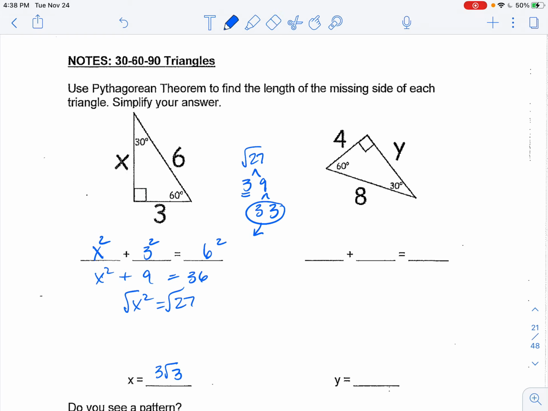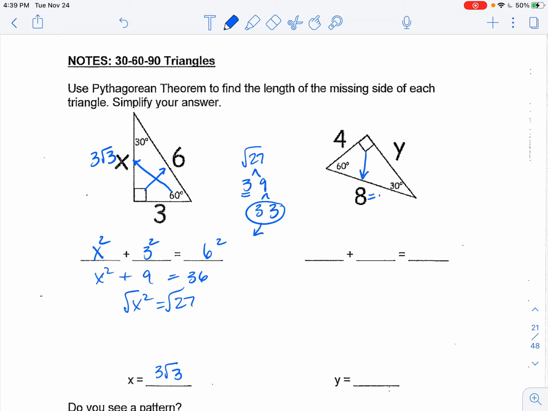Okay, so let's go back to my triangle. We know across the box is the 6. Across the 60 is 3 root 3. Okay, so in this triangle, across the 30 was 3, across the 60 was 3 root 3, and across the 90 was 6. So let's just keep that in mind as we work our next example.